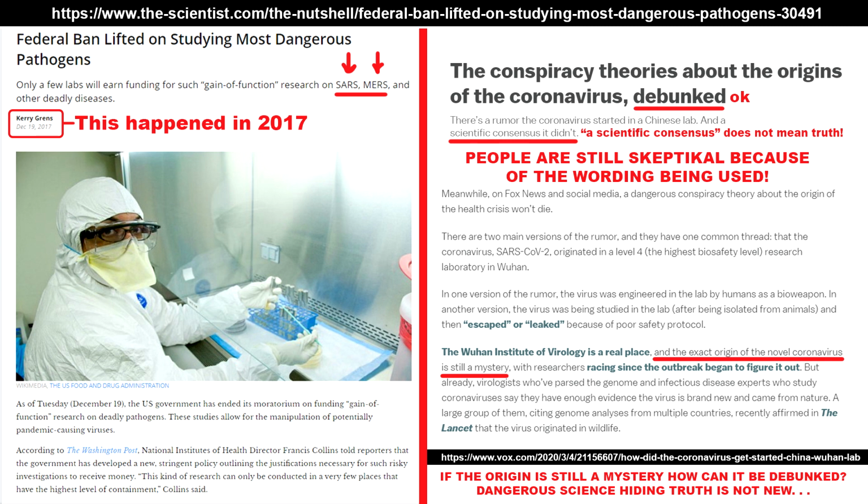So if I have a group of friends who create something inside of a lab and then I hide it from people and all the people start saying, hey, you know, the way this looks, it looks like you created it in a lab. If I say a scientific consensus, it could be a consensus between me and my friends who are scientists. Doesn't necessarily mean it's true. See, people are skeptical because of the wording that's being used.